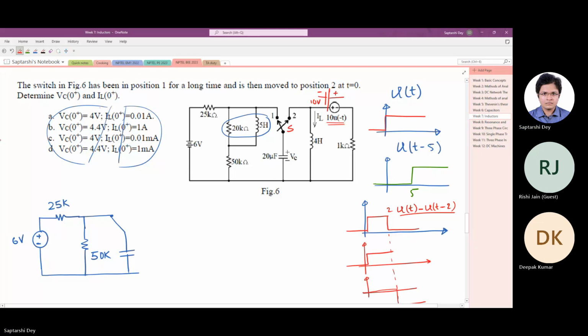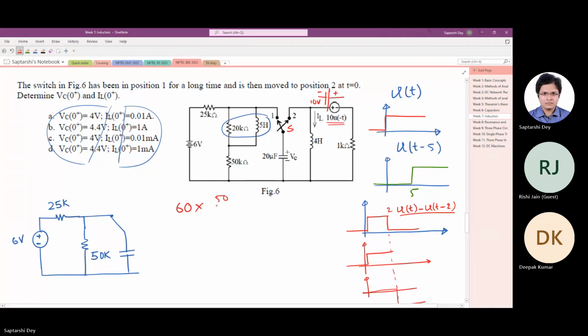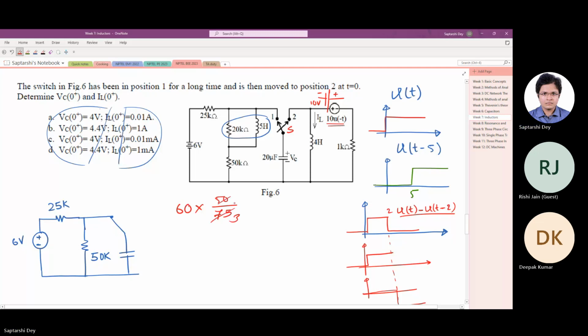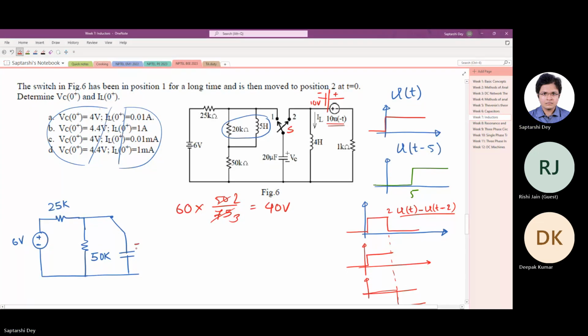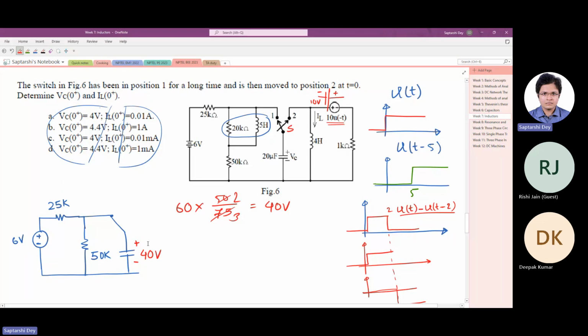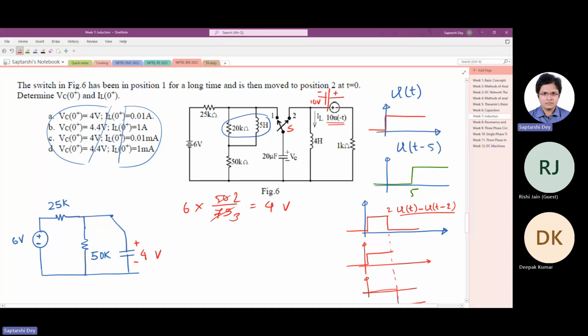It's 50k, 25k in this fashion. So the capacitor was holding a voltage of 6 times 50 by 75, so 4 volt. At steady state, this capacitor was holding a voltage of 4 volt. I'm sorry, why did I write 60 here? 6 volt. So it's holding a voltage of 4 volt.